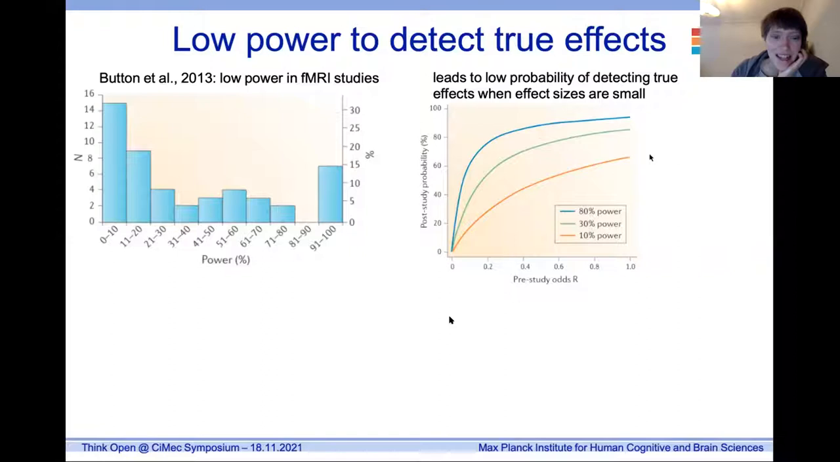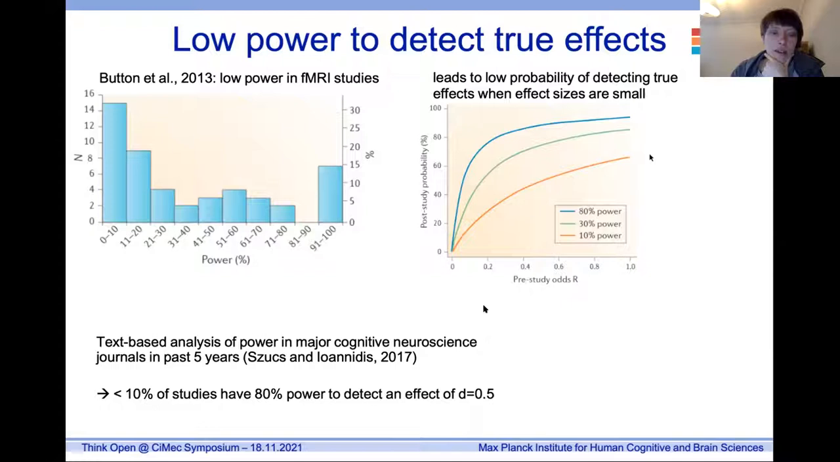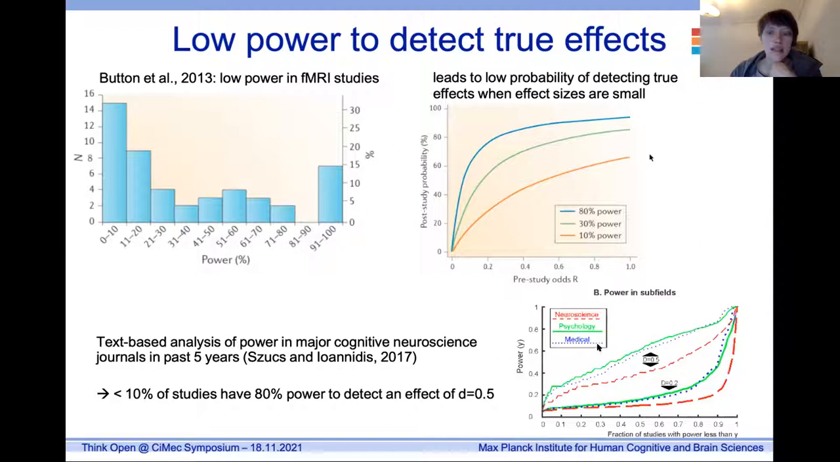So this is not so nice. And there was an update which was a text-based analysis of power in major cognitive neuroscience journals, and this dated from 2017, which is also not quite up to date, but a bit better. And in this study, they found that neuroscience studies were actually much worse than psychology and medical studies. And they showed that when having a rather large effect size of 0.5, there were only 10% of studies that had a power of 80% to detect this effect. And of course, for the small effect, this was even worse. And so this illustrates a bit that this is still an issue in neuroimaging.